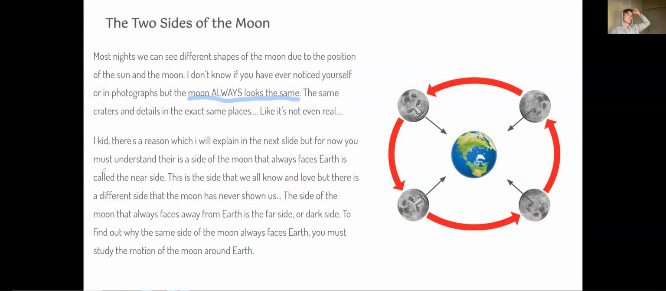Understand the sides. There's a side that always faces Earth. It's called the near side. All right. And then there's a side that never faces Earth. They call it the dark side, but they don't like calling it the dark side because it's not always dark, depending on where the sun is. It's called the far side, all right? Near and far side. So the near side, just like this weird, creepy thing, is always facing us, always. And there's a reason for that, and the reason's on the next slide. So we never see the far side of the moon. It's like a conspiracy.